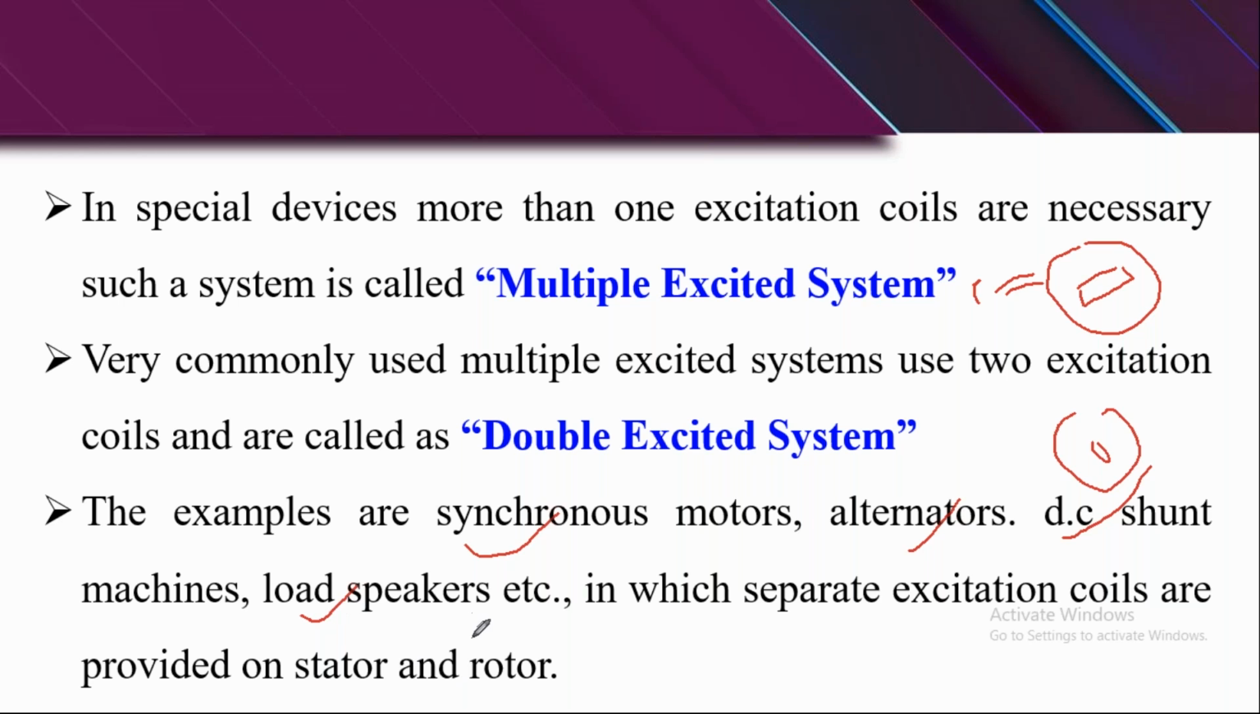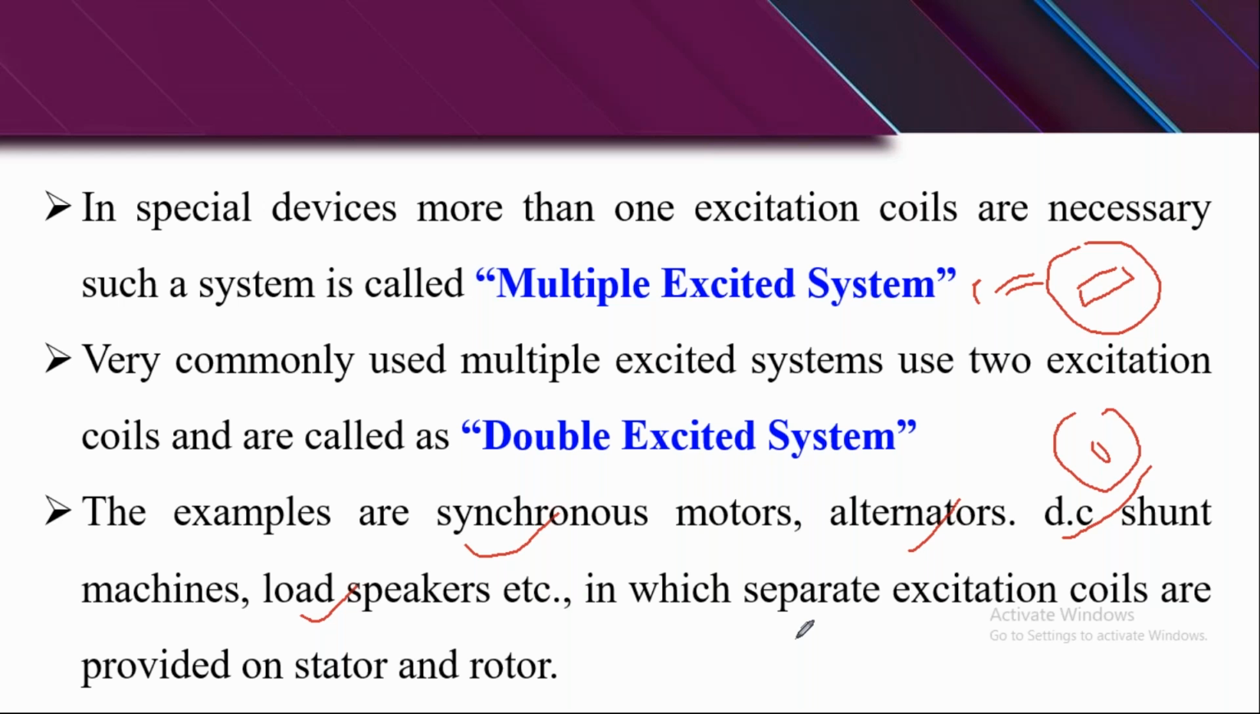And we will see the loudspeakers. When we observe the loudspeakers, they have two connections. One is directly from the supply, and another one is from the amplifier. The supply is giving the energy to the speakers, and the amplifier gives the purity of the voice signal. So that's why the loudspeaker belongs to the double excited system.